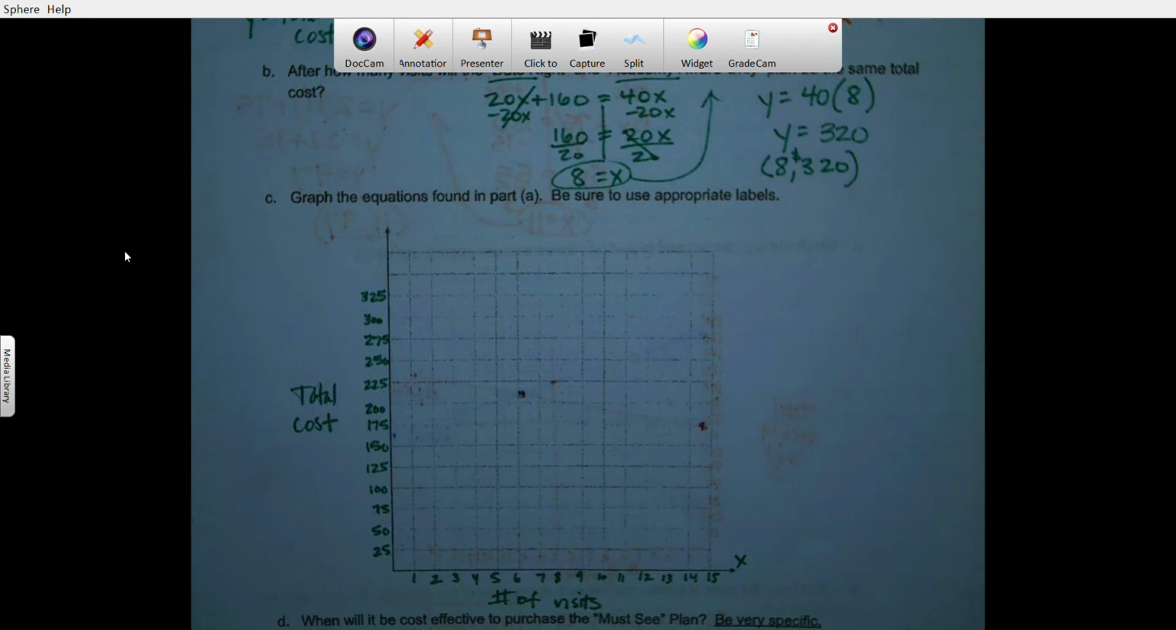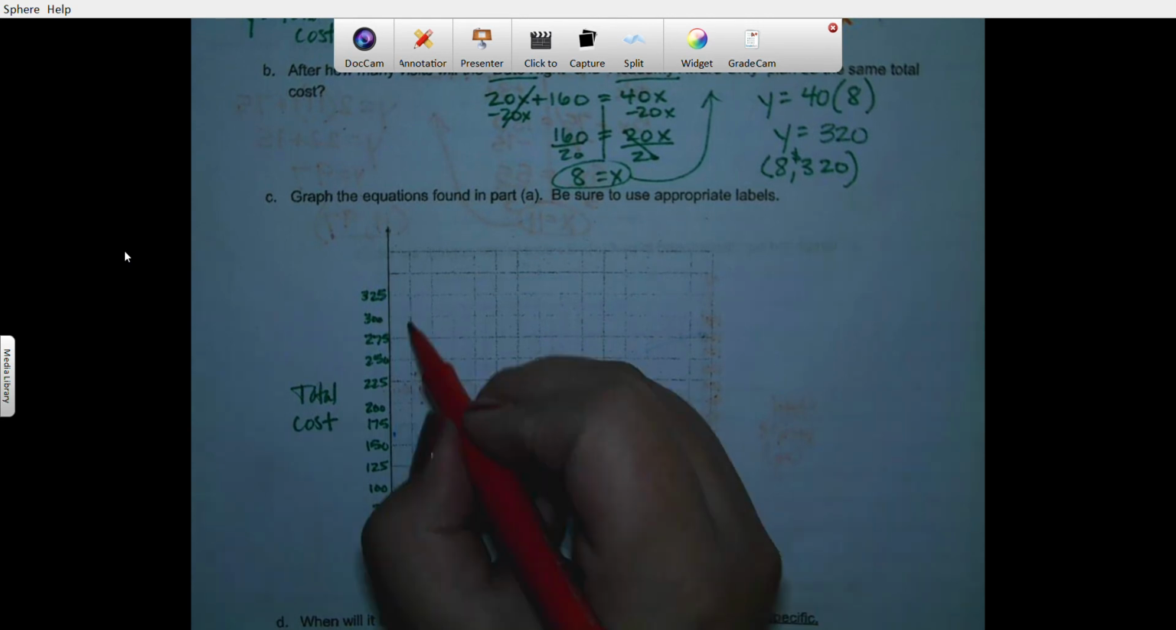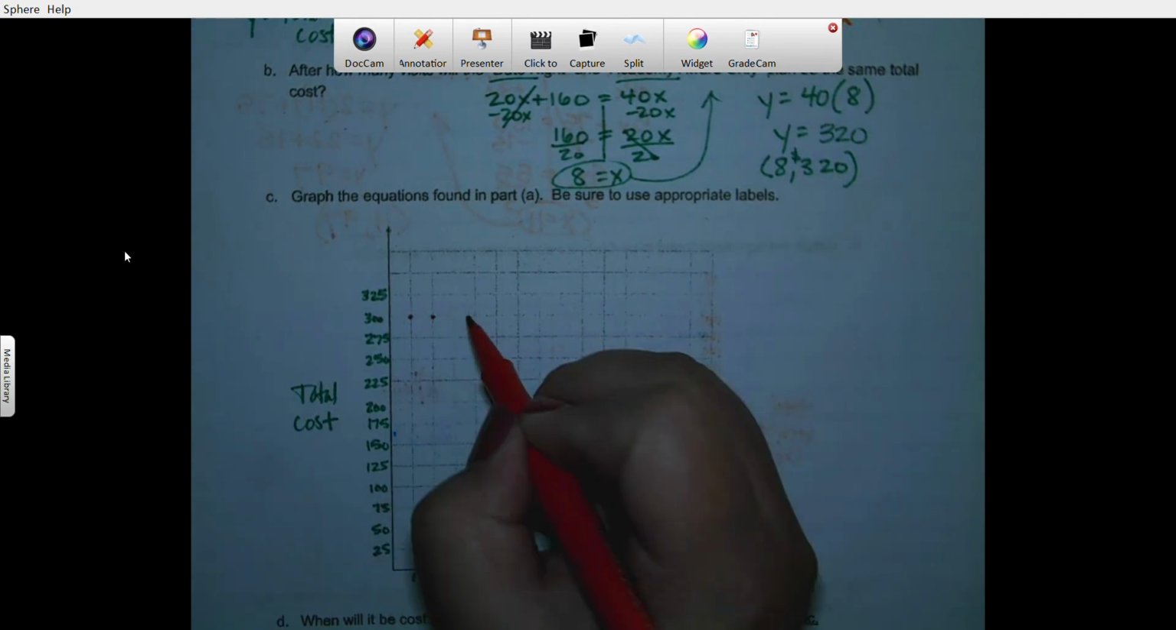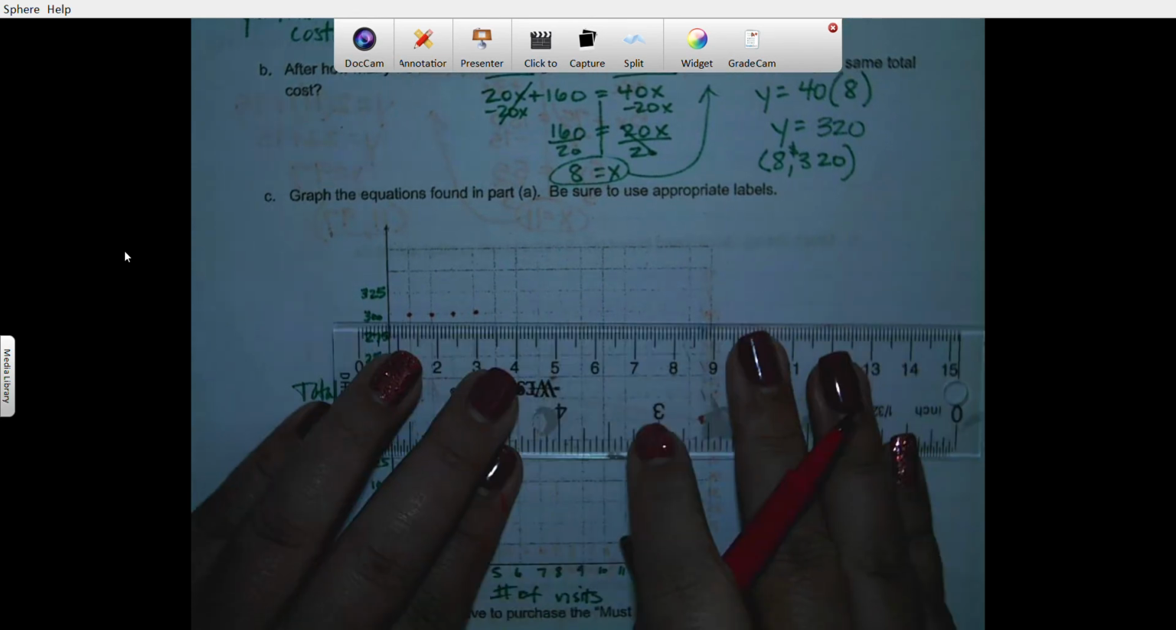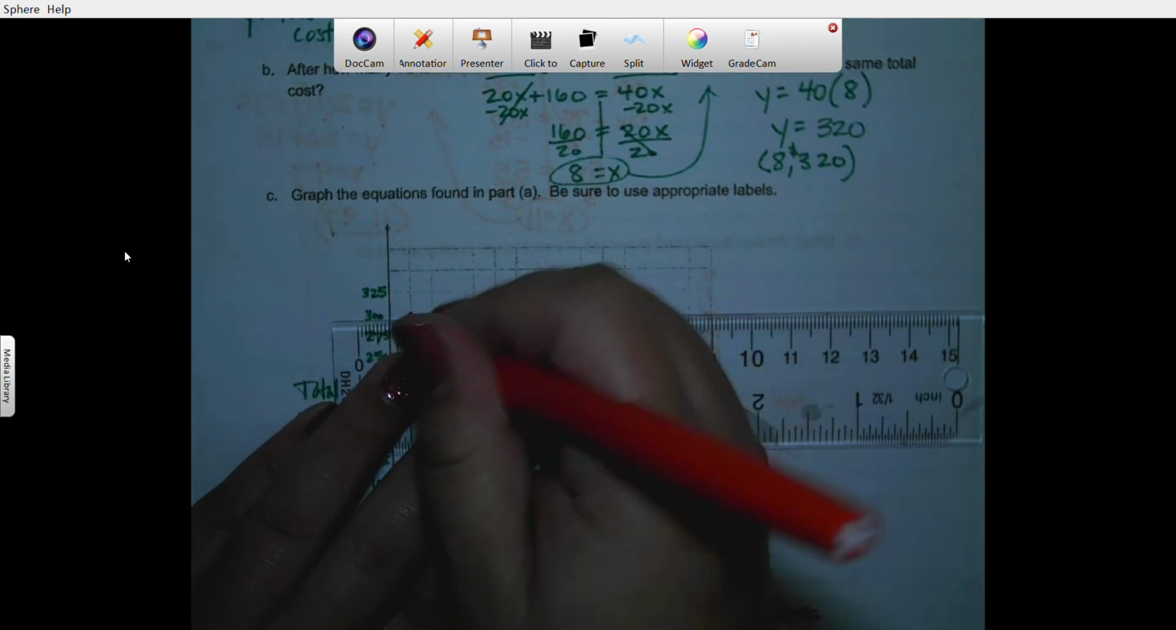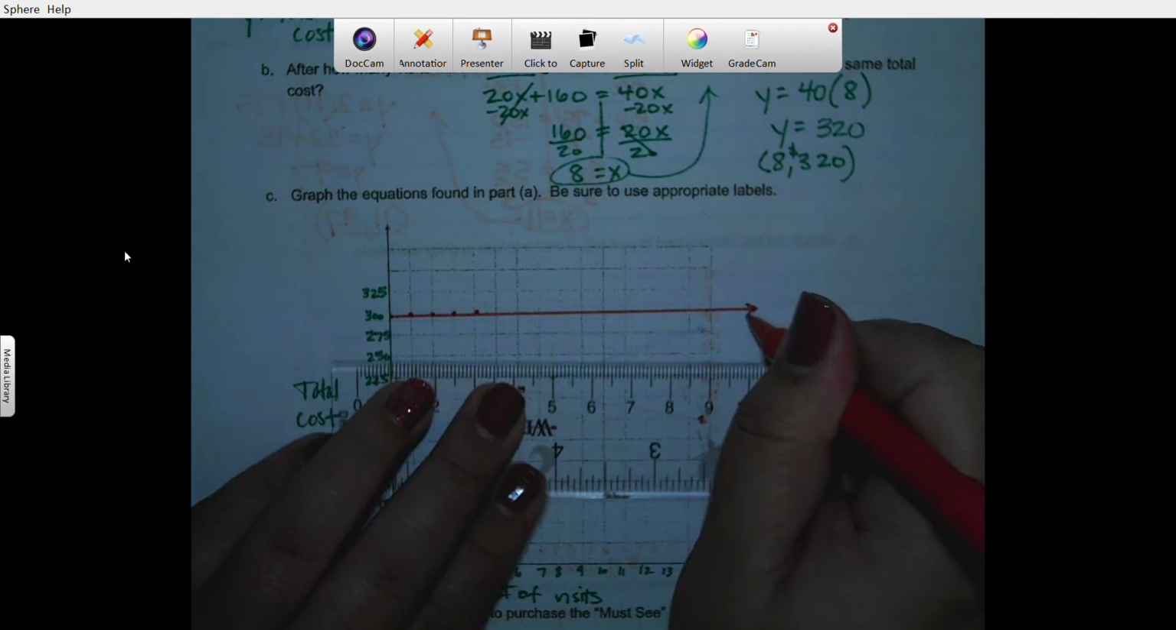So the must-see plan, y equals $300. So if I go for 1 visit, it's $300. 2 visits, it's $300. 3 visits, it's $300. 4 visits, it's $300. This makes a horizontal line at 300.